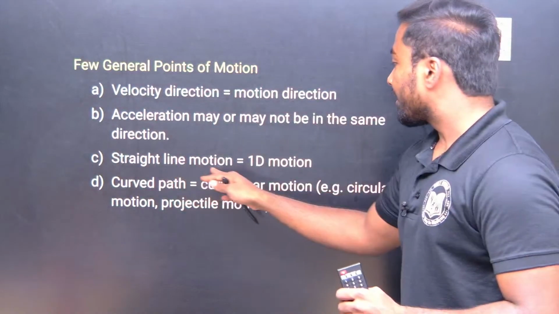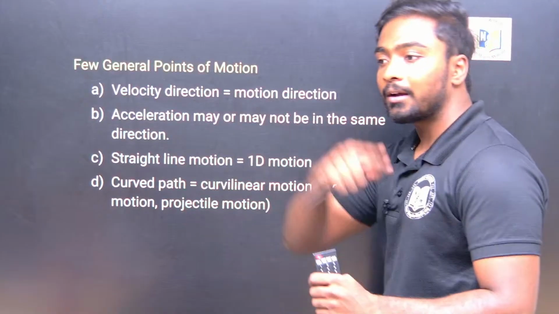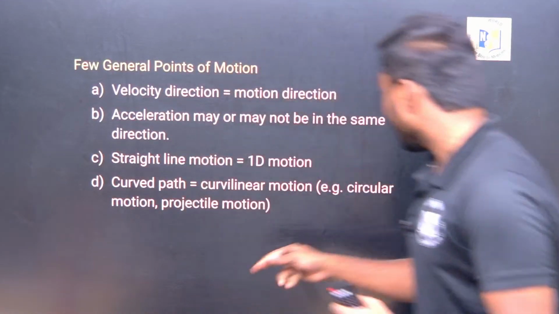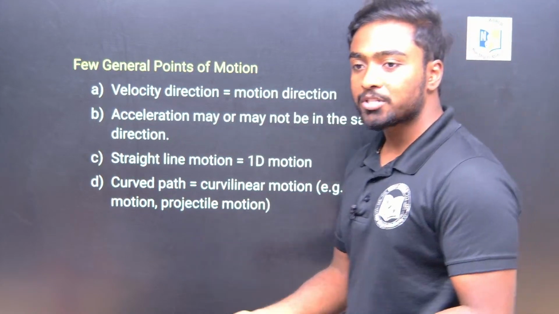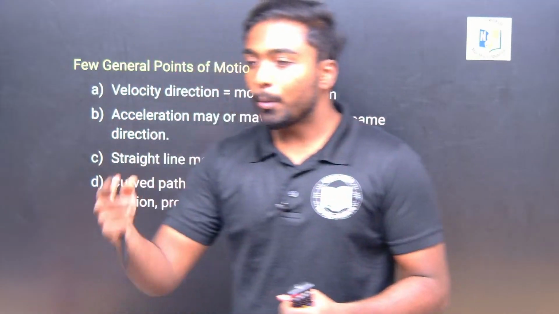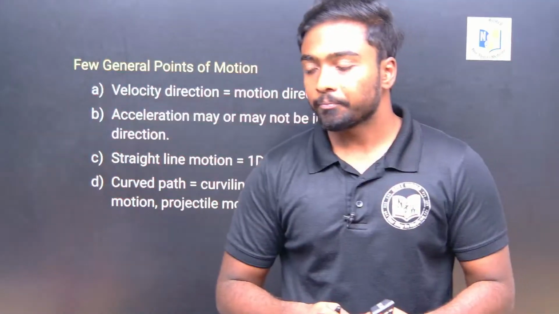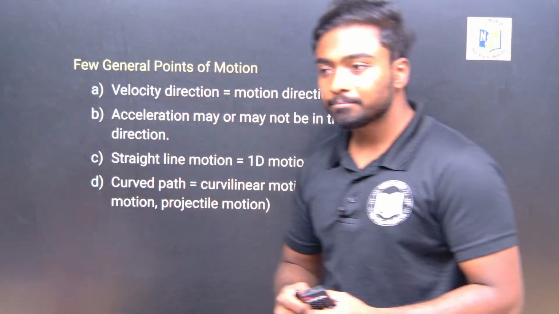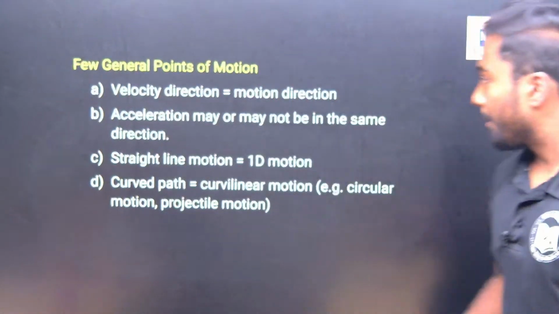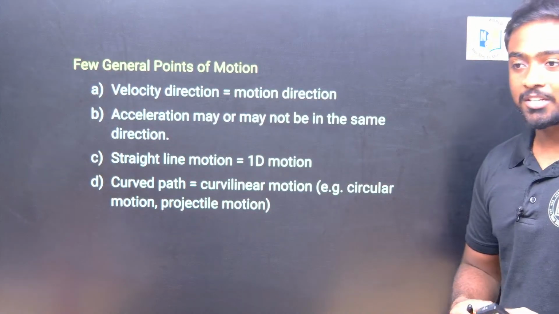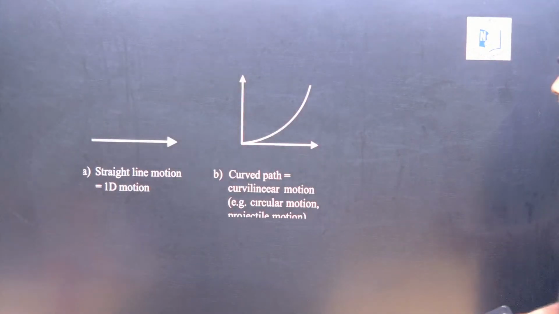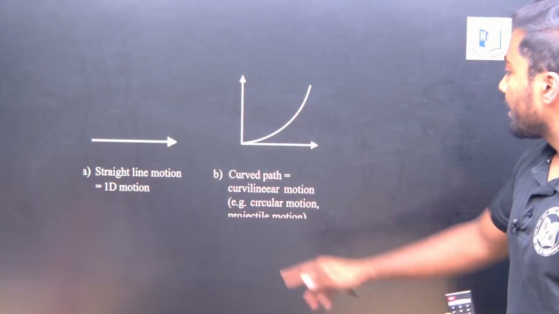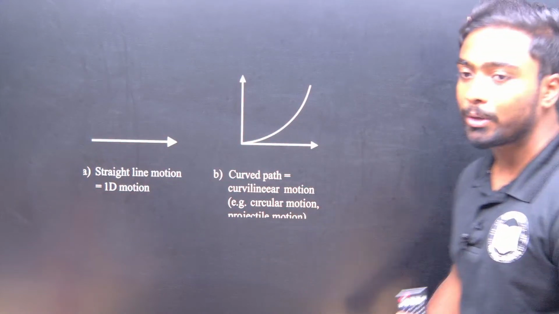Straight line motion is one dimensional. A curved path, or curvilinear motion, is two dimensional, like circular motion or projectile motion. Circular motion, any example? A wheel of a vehicle, or the clock. Those are examples of circular motion. So this is two dimensional and this is one dimensional. A straight line motion is a one dimensional motion. Curved path or curvilinear motion is said to be a two dimensional motion.